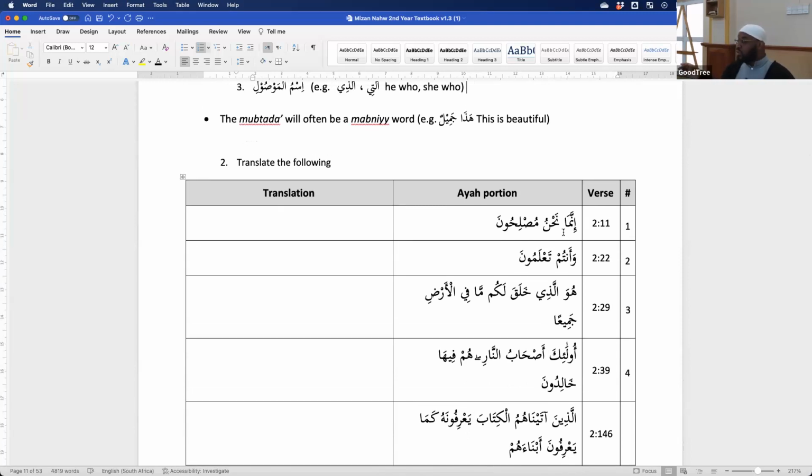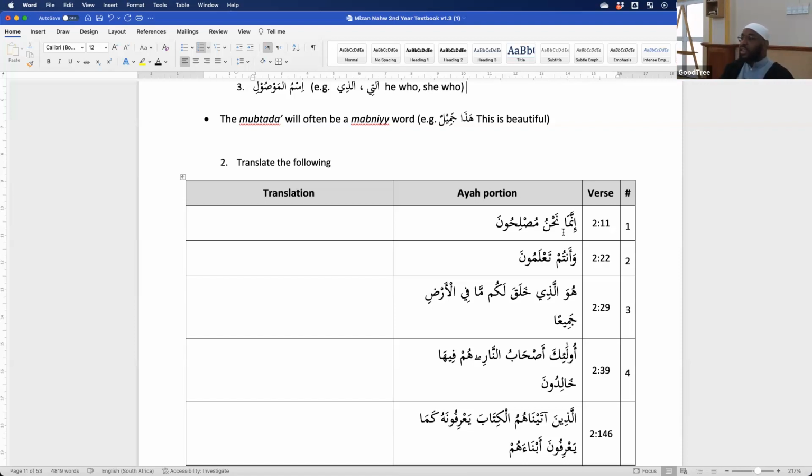But you see the Ismul Mawsul must have a sila. You add the sila to it, and the sila is also part of the mubtada. So you say, الذي ذهب كبير. The one who left is big. So الذي ذهب, that whole thing, the ismul mawsul and the sila, all of that together is the mubtada. الذي ذهب كبير. The one who left is big. You understand how to use the ismul mawsul?